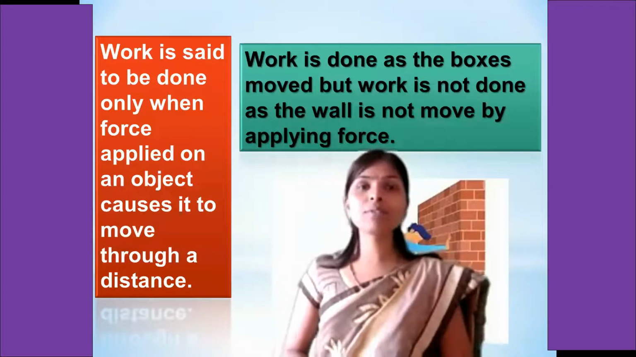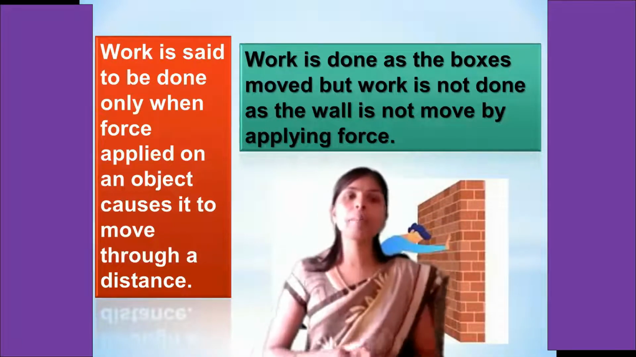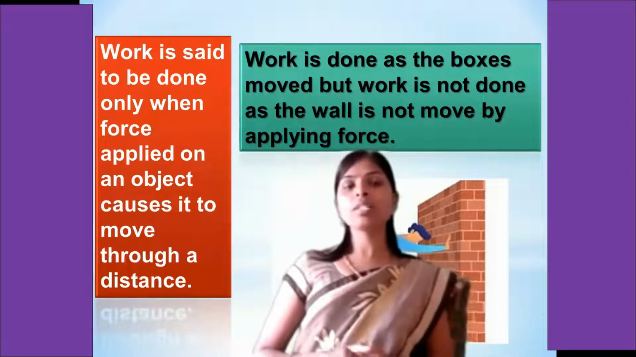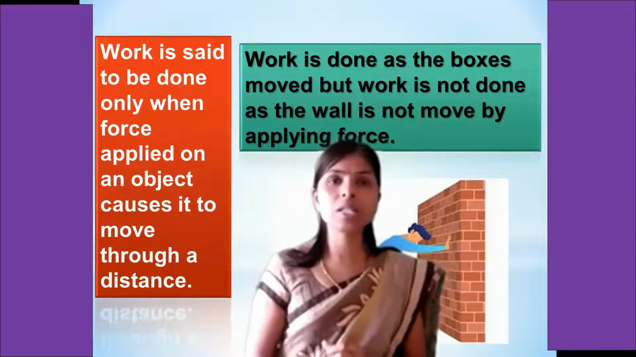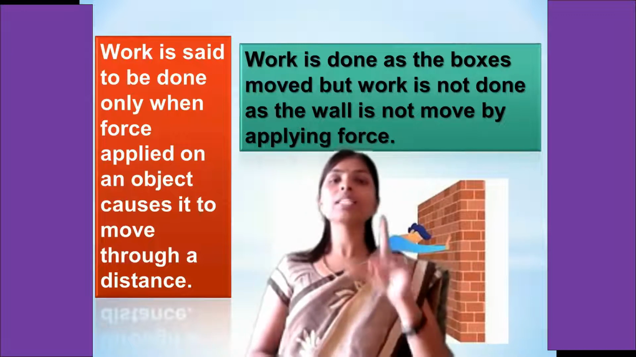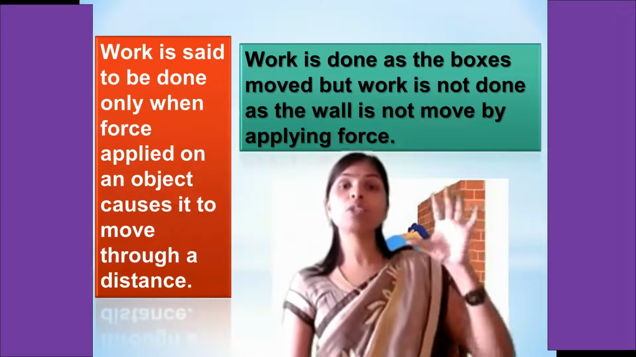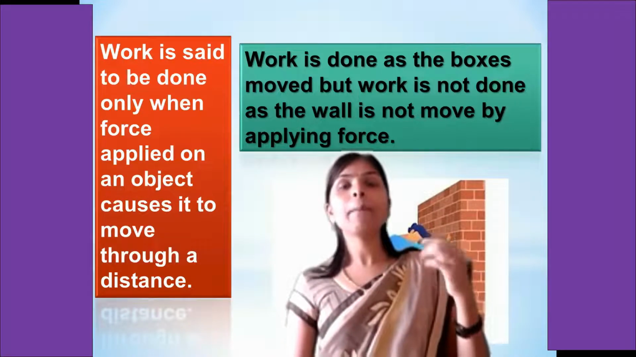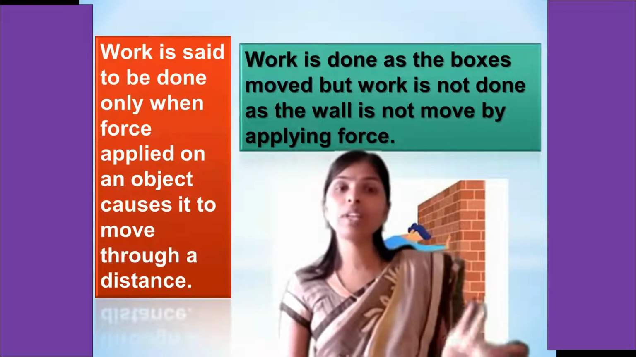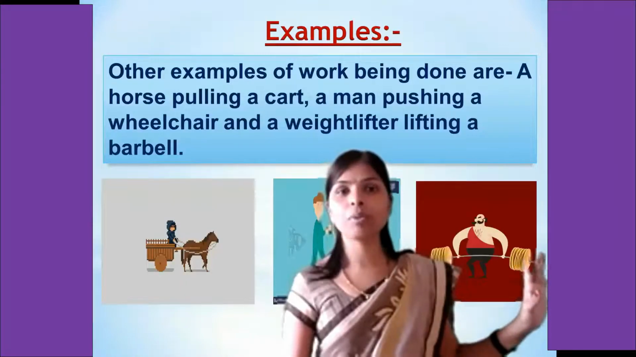So work means what? Work is said to be done when a force applied on an object causes movement over some distance. Work is done as the box is moved, but work is not done as the wall is not moved. When we are applying force and that object does not move, we can say that we have not done any type of work.